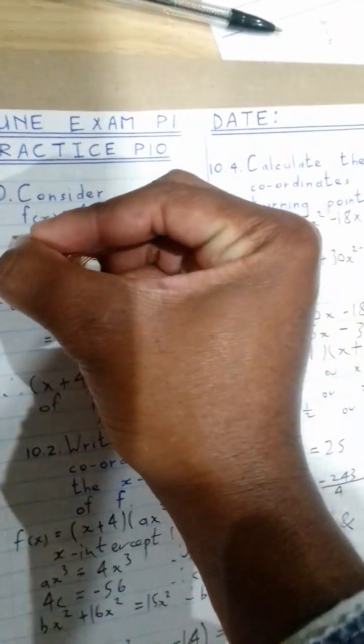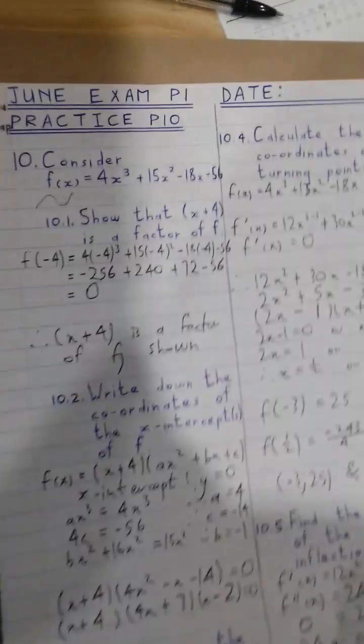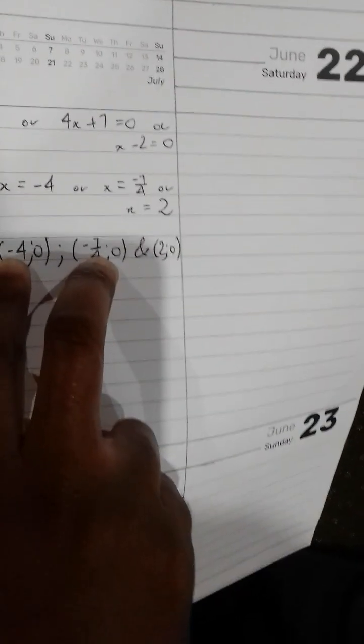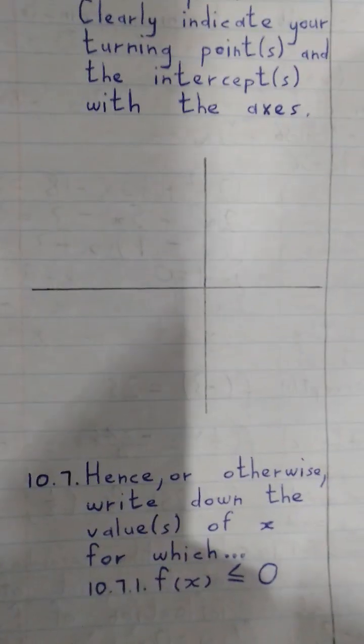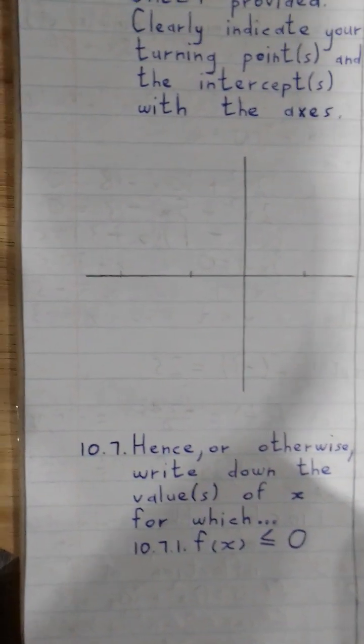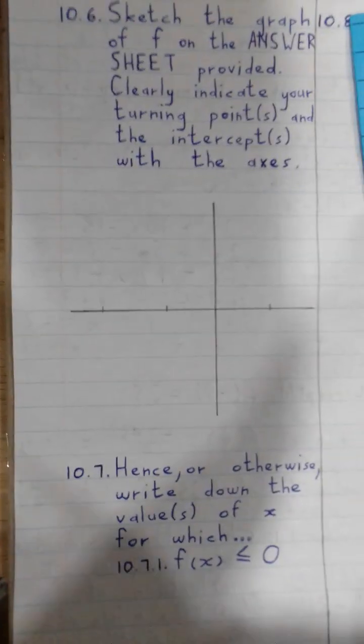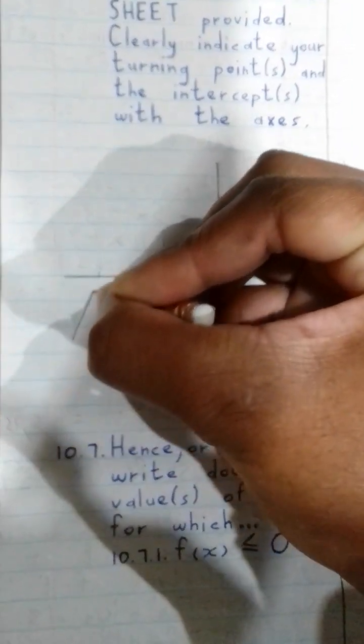So please note that a is negative because it's negative 4. So the shape of the graph is going to be up, down, up. Okay. So the intercepts are negative 4, negative 7 over 4, which is negative 1.75, and 2. Please note that I've just demarcated on my sketch, right? The y-intercept is negative 56. Okay, so it's going to be something like this.